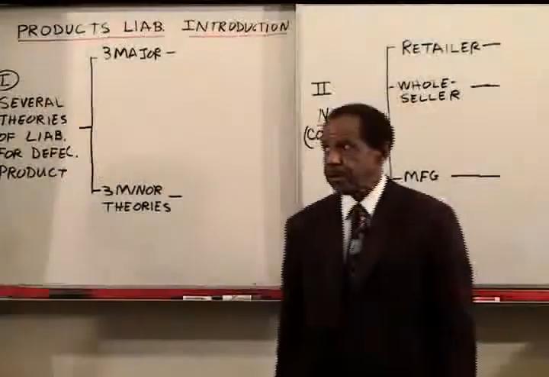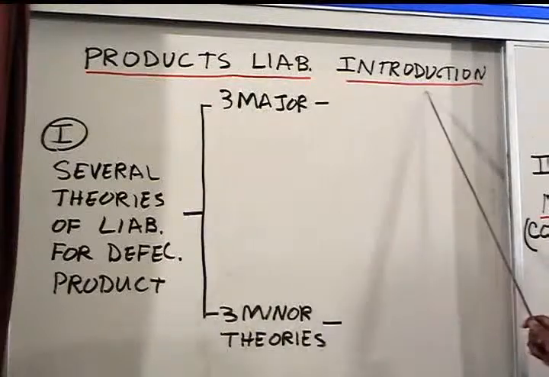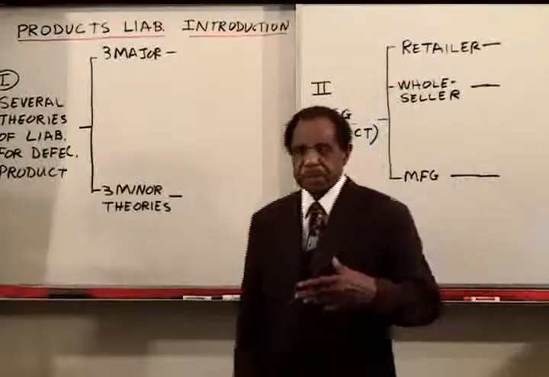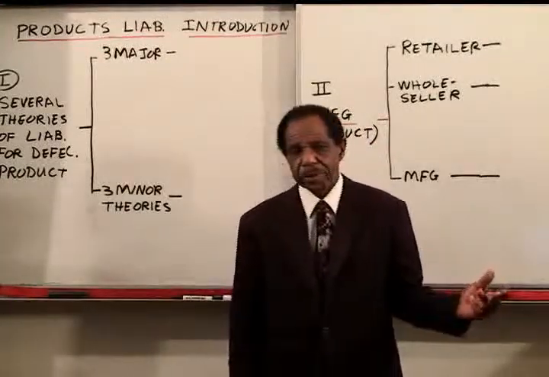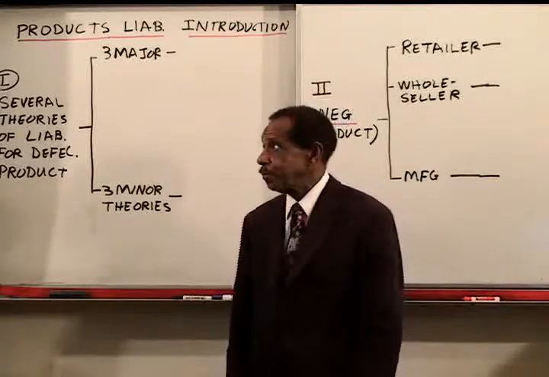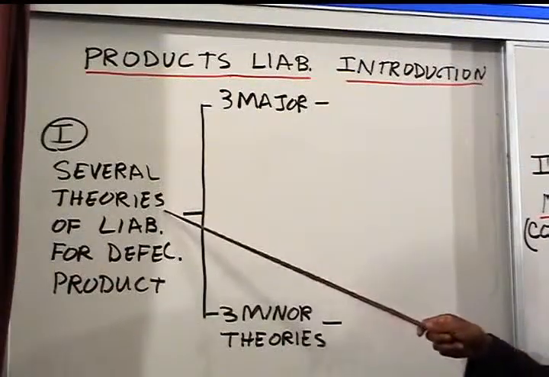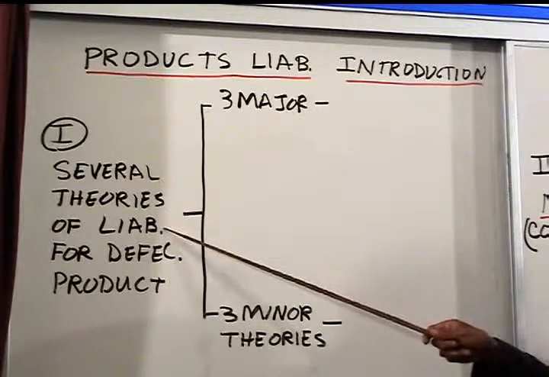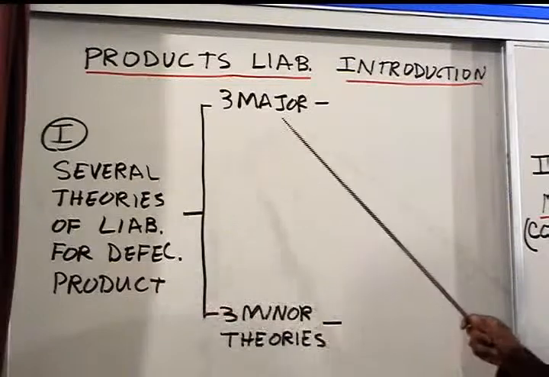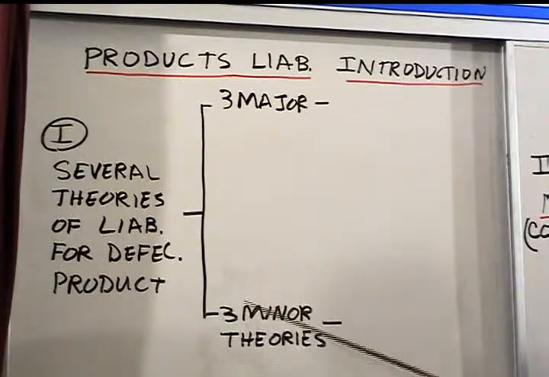This is a lecture on products liability. It is the introductory lecture, and in this lecture I'll explain to you how the general system works, and then there are lectures on the various parts of the system. In general, there are several theories of liability for a defective product. There are three major theories and three minor theories.